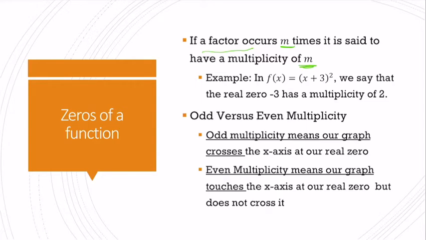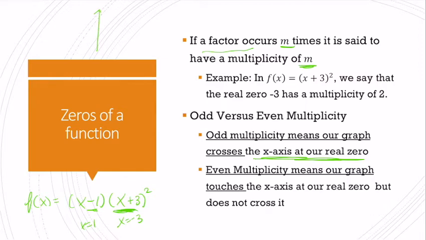Like I mentioned earlier, if a factor of a polynomial occurs m times, it's said to have a multiplicity of m. If I have a factor with an odd multiplicity, for example a multiplicity of 1, that means at this zero, at x equals 1, my graph crosses the x-axis. If I have an even multiplicity at x equals -3, that means my graph touches the x-axis but does not cross it.